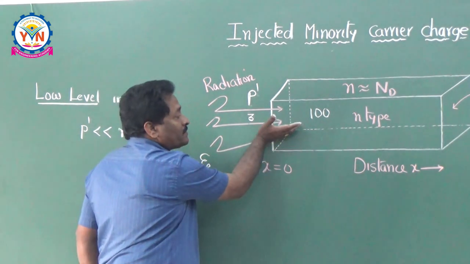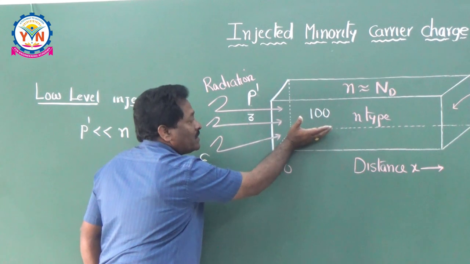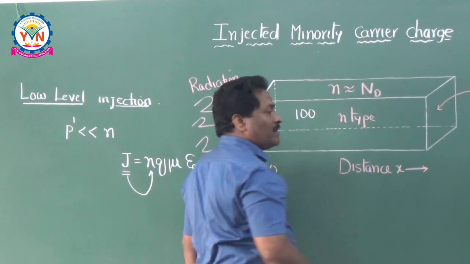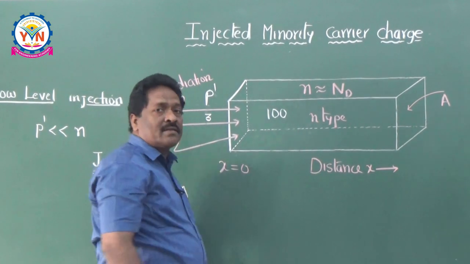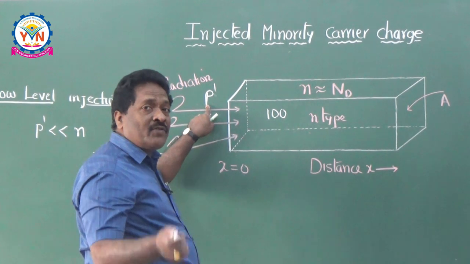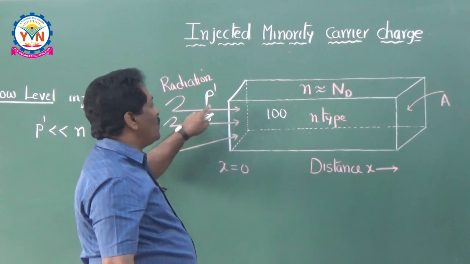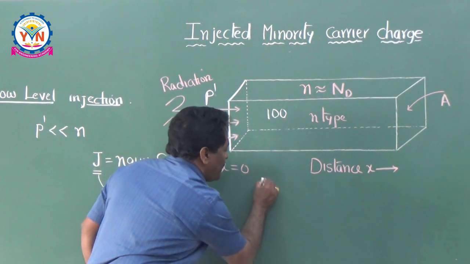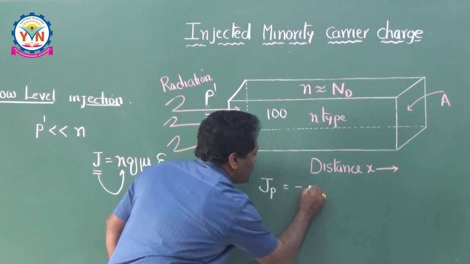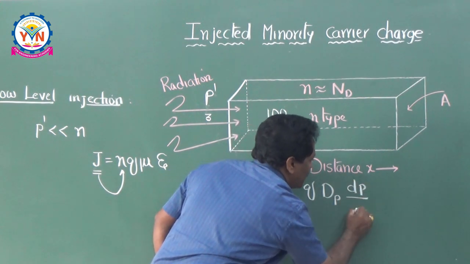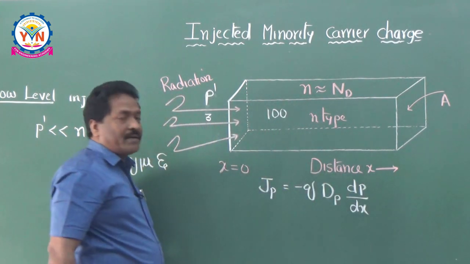Let me develop a differential equation for the variation of the hole concentration along the sample. For that, the drift current is neglected for the holes, whereas the diffusion current can be considered. You know very well from the previous classes that the diffusion current here is Jp equal to minus q Dp into dp by dx. This is the expression for the diffusion current.